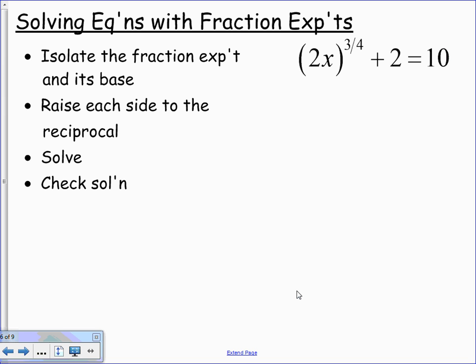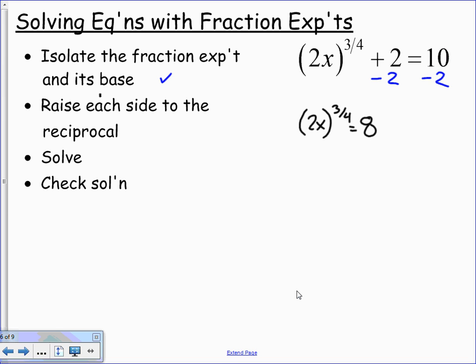Start at step 1. Is there anything you need to do to isolate the fraction exponent and its base? Anything you need to move right away? The 2. So we're going to have to subtract 2 from both sides. So we're going to take care of that right away. We'll have 2x raised to the 3/4 now equals 8. So I have the exponent 3/4, and whatever you're touching, 2x, all by itself.